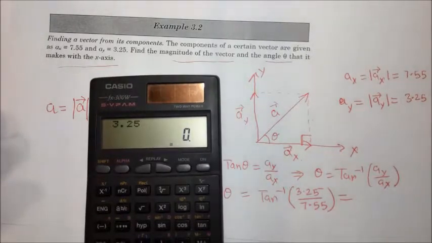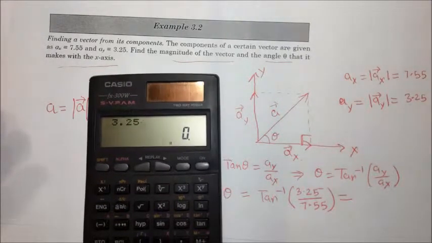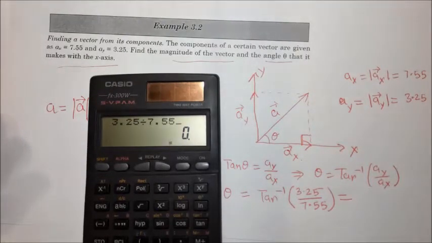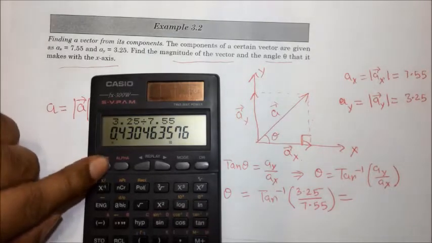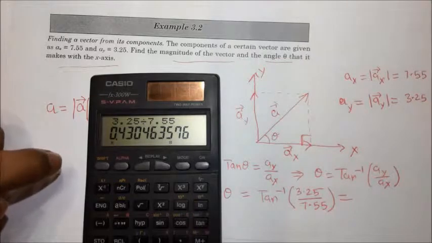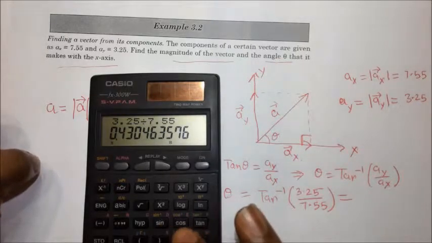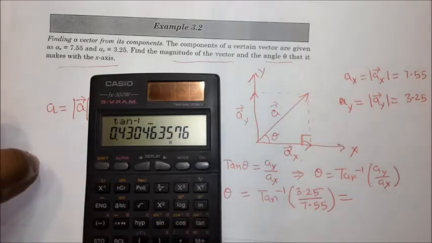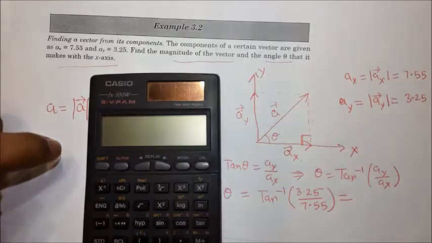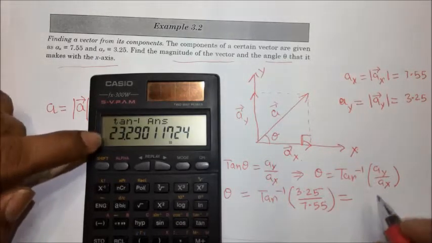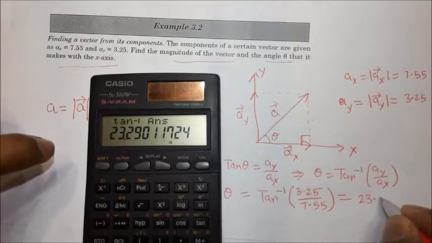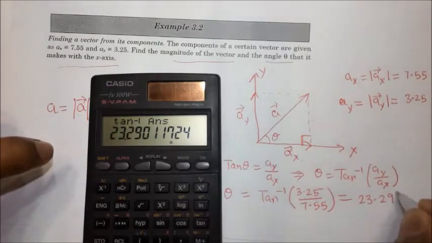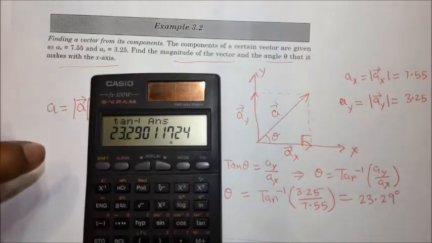.25 divided by 7.55 equals, and then shift tan inverse. Tan inverse, this number is 23.29. 23.29 degree. Okay.